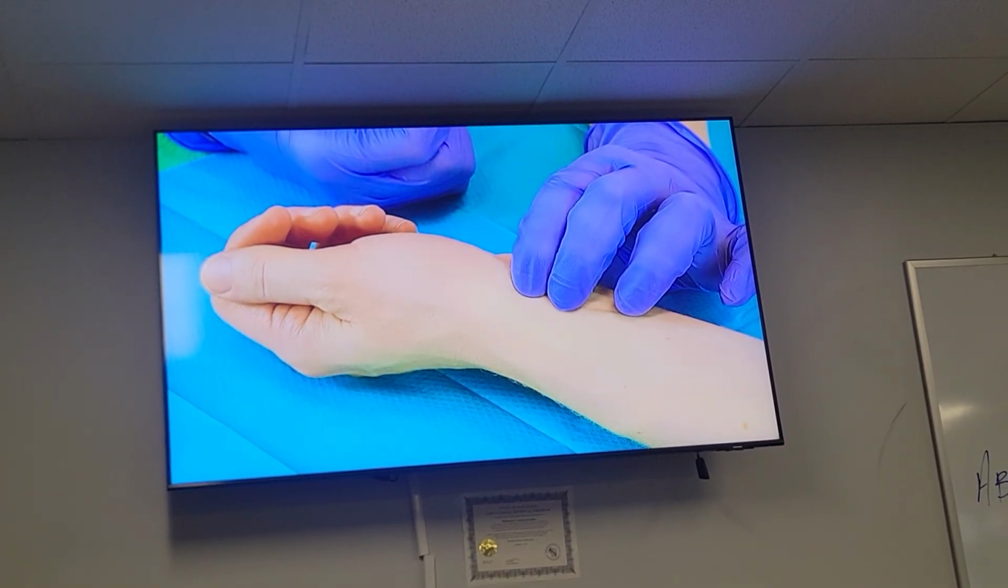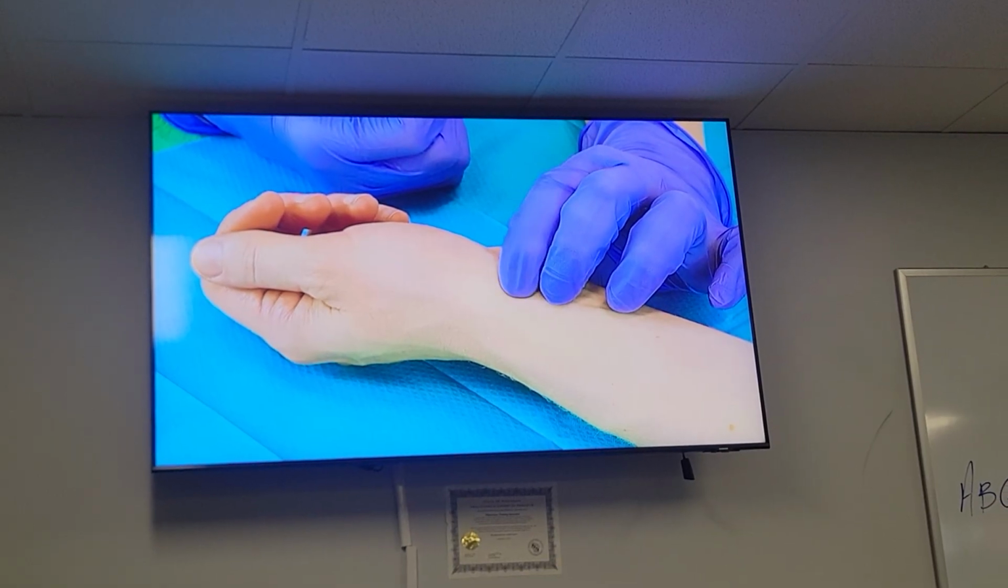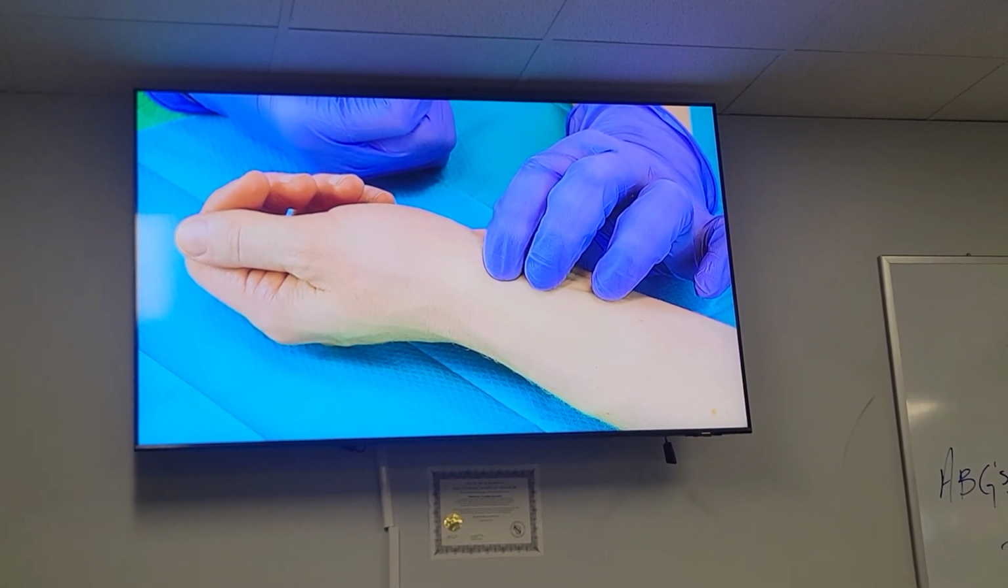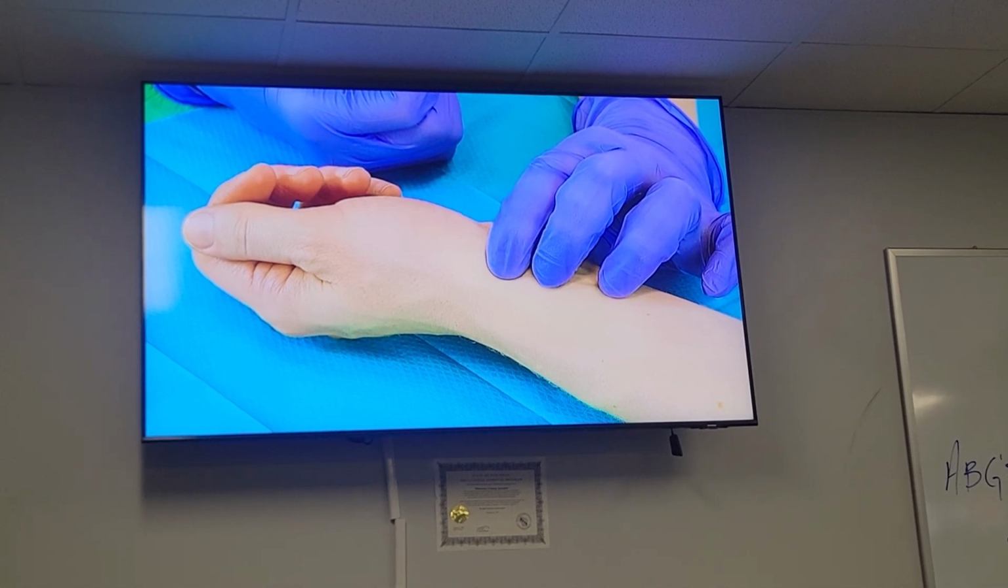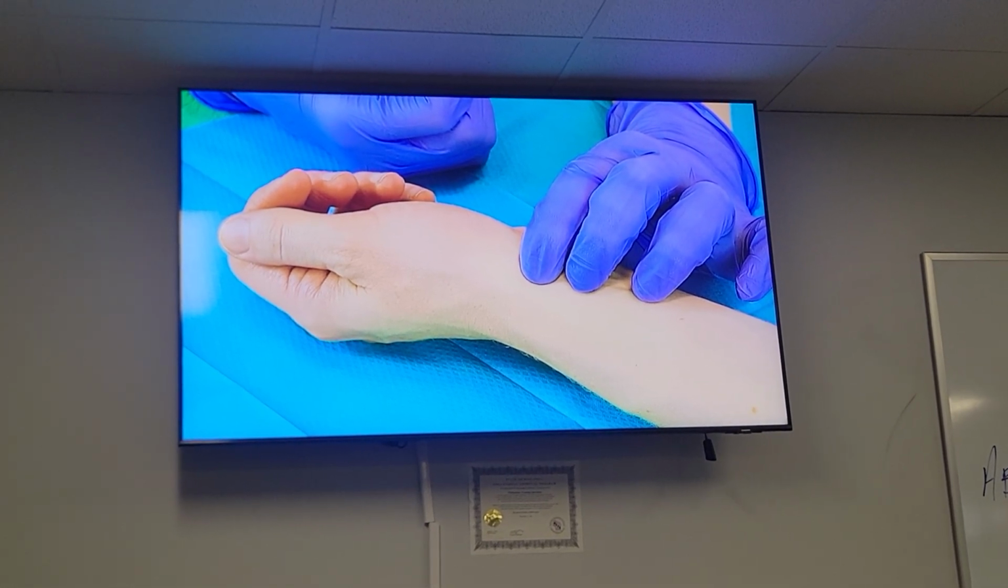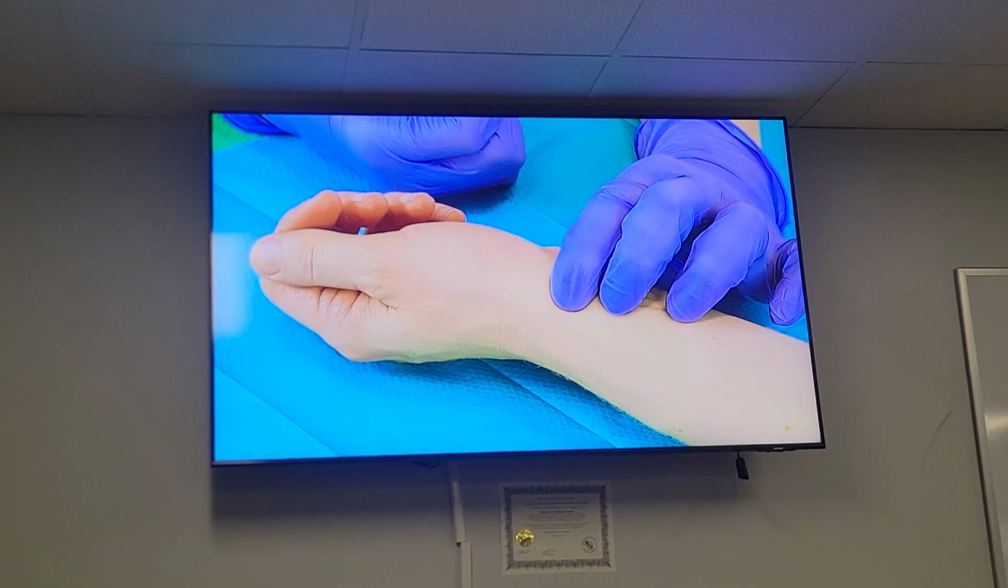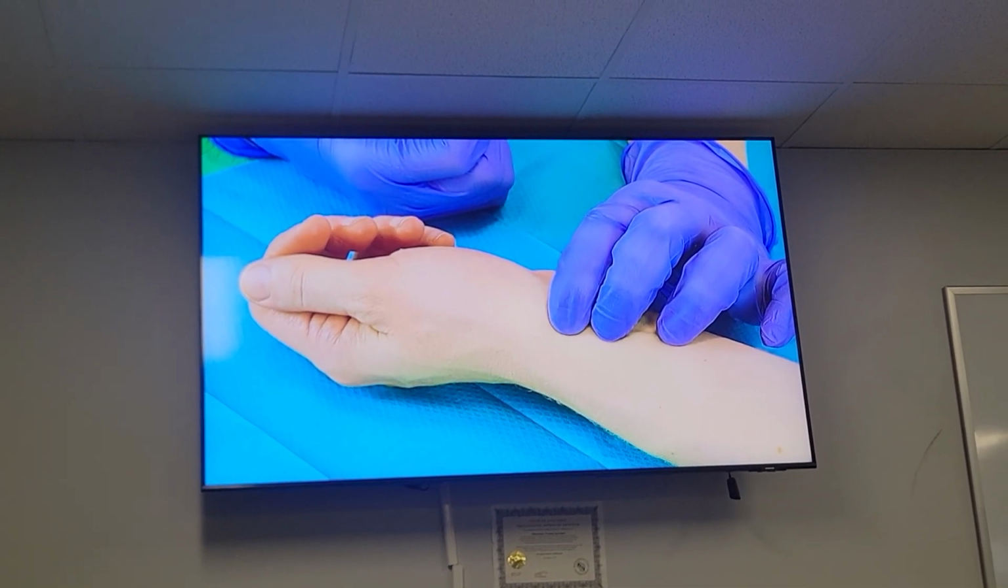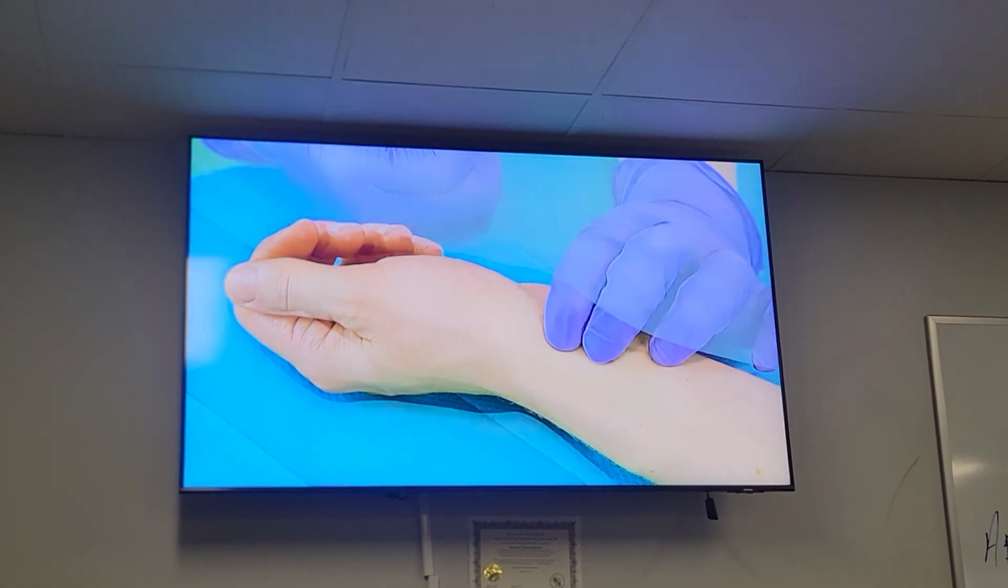The radial artery is then palpated to identify the exact point to insert the needle. Now this is a really important part of the procedure, as the more accurately you can determine the location of the artery, the better the chance of successfully puncturing it with our first attempt.